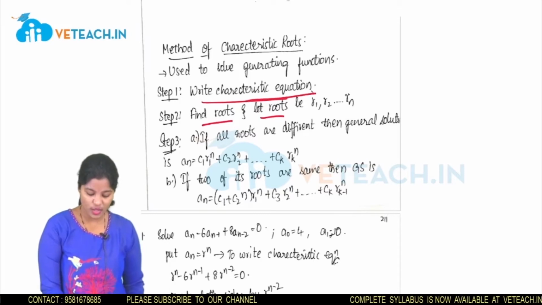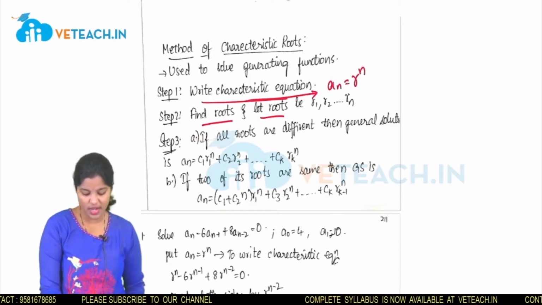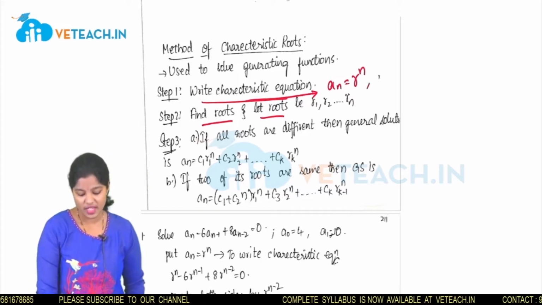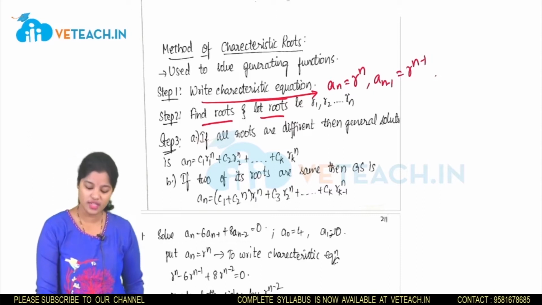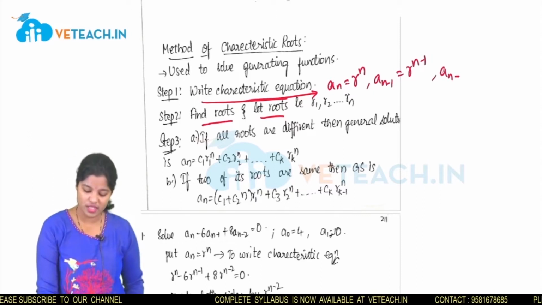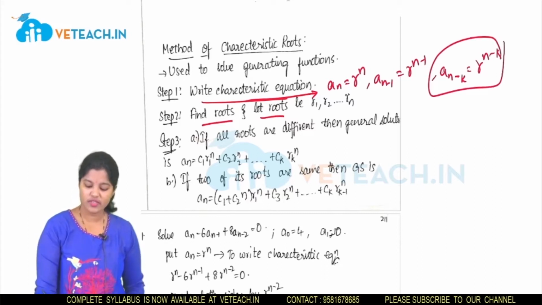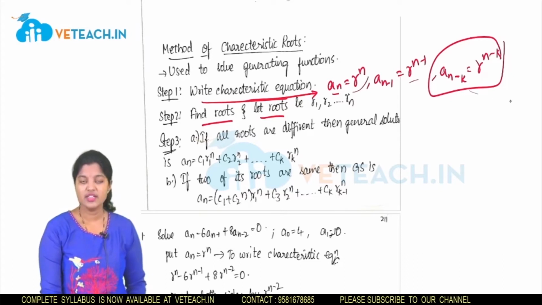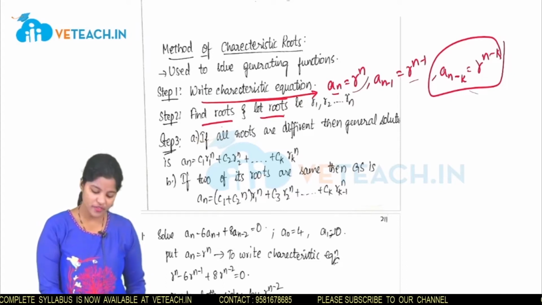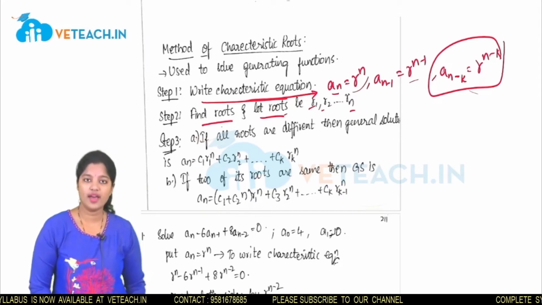Writing the characteristic equation means that in place of a_n, you write r^n. In place of a_(n-1), write r^(n-1). In place of a_(n-k), write r^(n-k). So this is our characteristic equation. Substitute these corresponding values in place of a_n. Next, find the roots. Let those roots be r1, r2, r3 and so on up to rn.